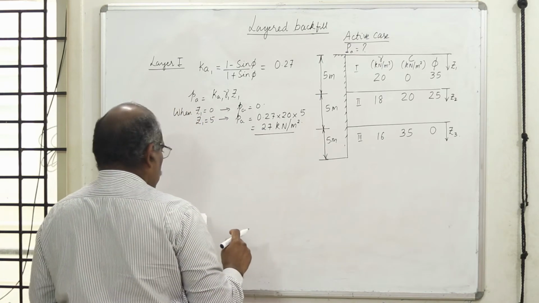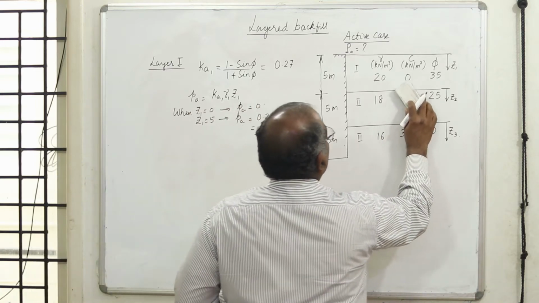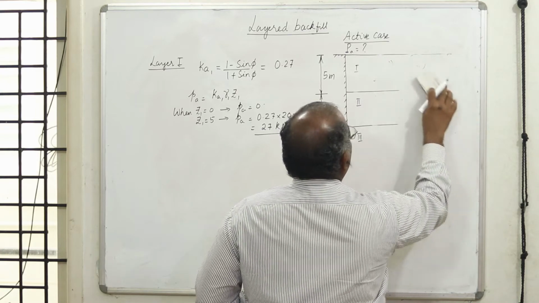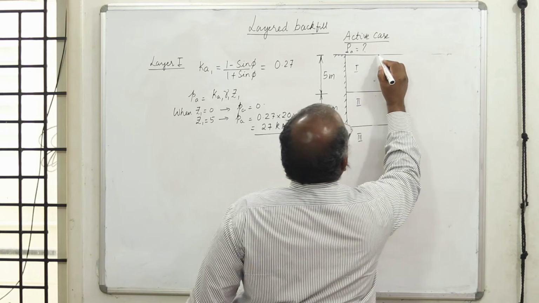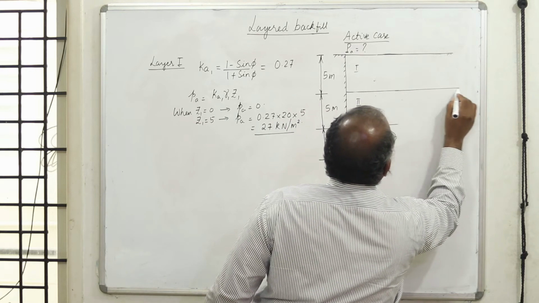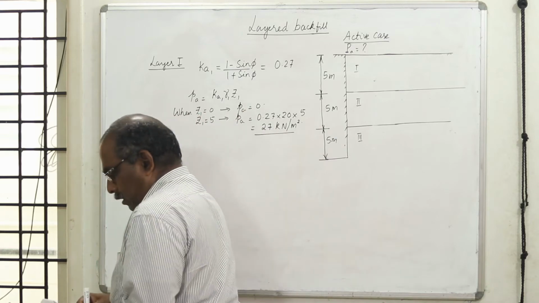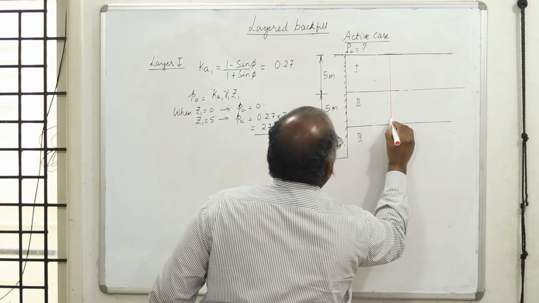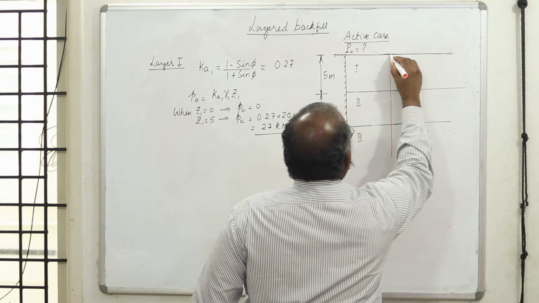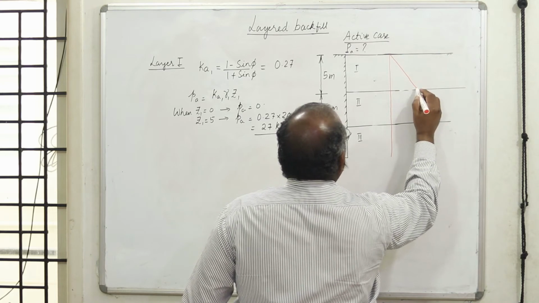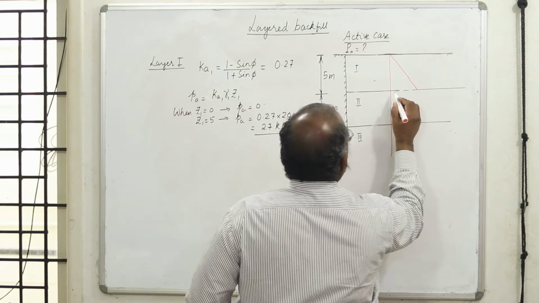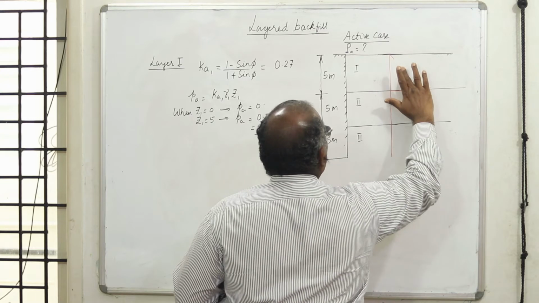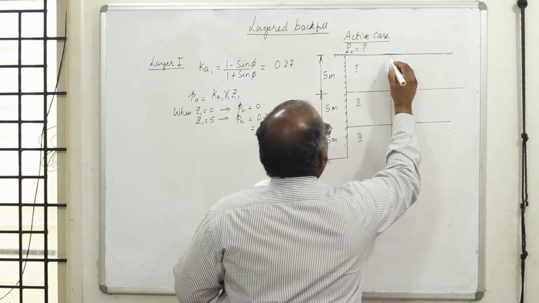This is the variation. Now I'll erase this so that I can draw the pressure variation. This will be a triangle pressure distribution like this, and this value is 27. Now, to draw a qualitative diagram, I think we need to.